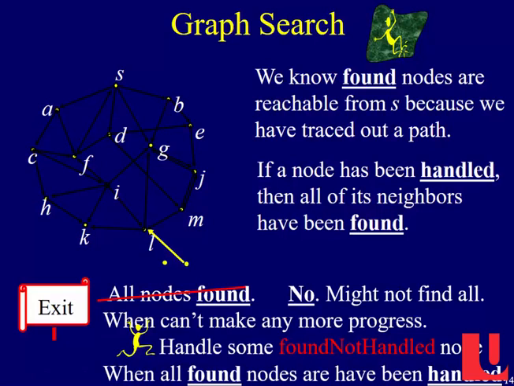What was your question? It's right up here. We're going to have data structures which are going to keep track of, for each node, is it found? Is it not found? Is it handled? Is it not handled? And the definition of found, or the loop invariant, is anybody who you're saying is found, there's a path to it. And anybody that you're saying is handled, you've found all its neighbors.